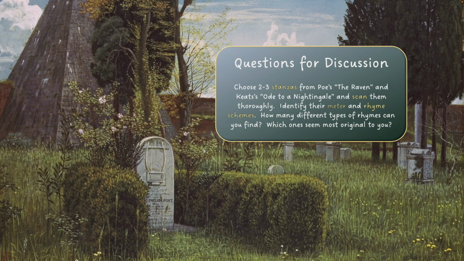So some questions for discussion. I'd like for you to choose 2 to 3 stanzas from Poe's The Raven and Keats's Ode to a Nightingale and scan them. Scan them thoroughly. Identify their meter and rhyme schemes. How many different types of rhymes can you find? Masculine, feminine, slant rhyme, and which rhymes seem most original to you? Which ones seem particularly ingenious?